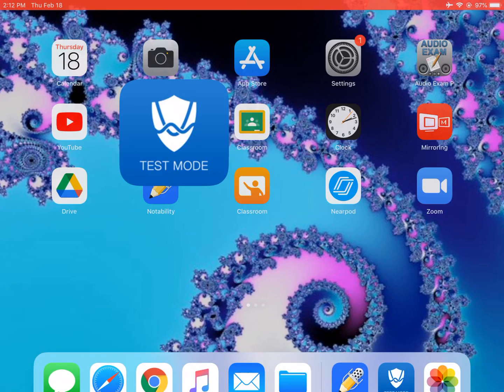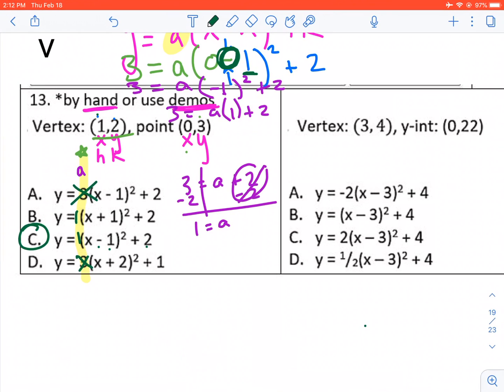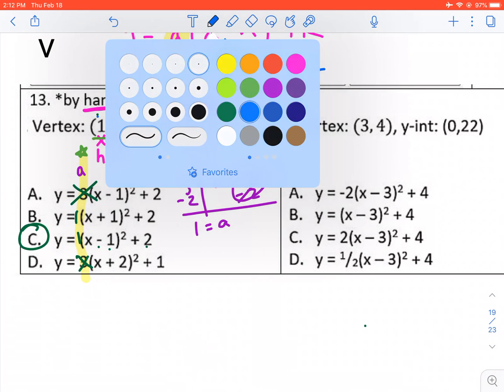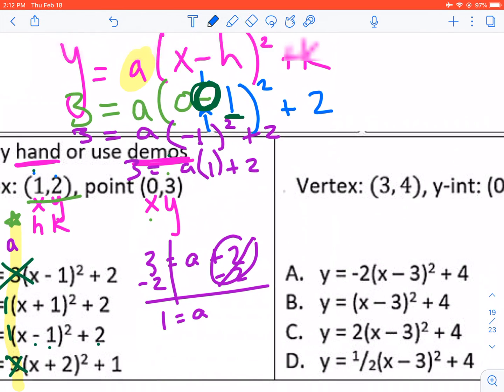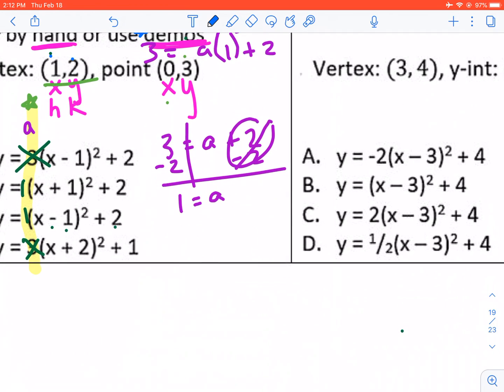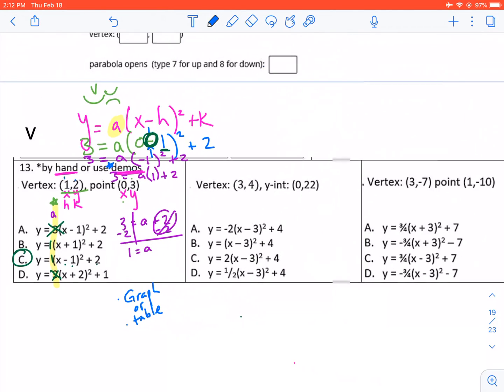So there's several different ways that you can go about doing this question. You can do it by hand, by Desmos with graphing, or by Desmos with a table. So again, I want to make a little note here. Desmos was with a graph, but also with a table. You are going to choose the way that you like best to finish.